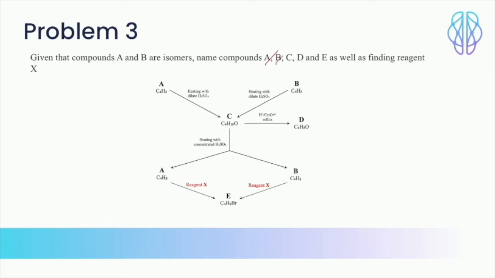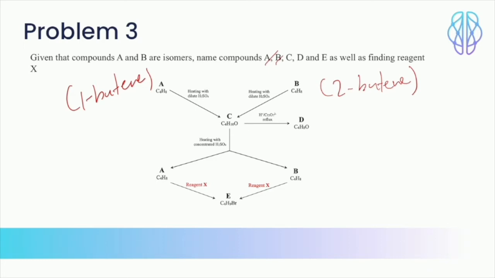So the next thing we need to find is C. We know A is 1-butene and B is 2-butene. Now, in an exam setting, if you were to say that B was 1-butene and A was 2-butene, so essentially the other way around, you'd be marked correctly because they're isomers of each other. They have the same formula. It doesn't matter which way you put it.